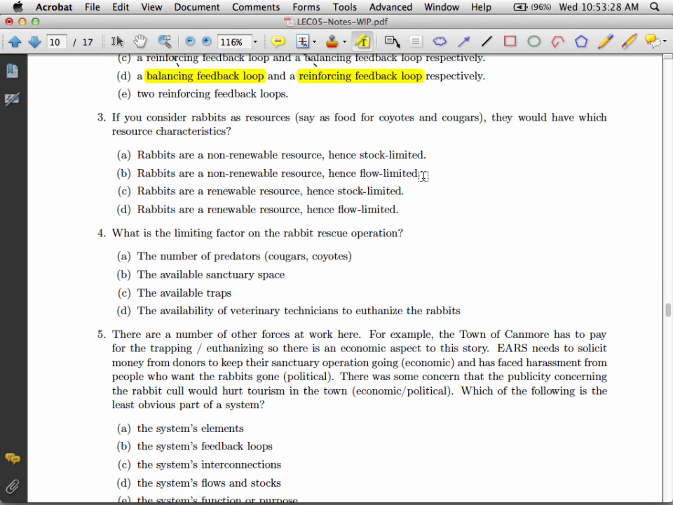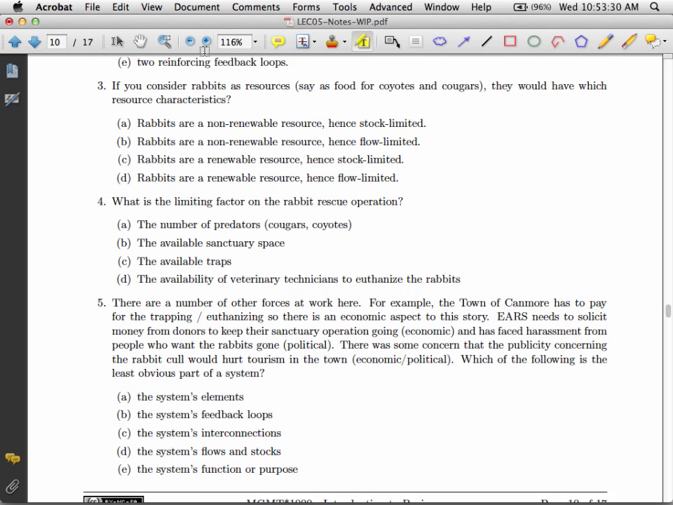Okay, moving along. If we can consider the rabbits as resources, as food for coyotes and cougars and so on, what characteristics do they have? Well, this is the same as the fish question we saw moments ago. Rabbits are renewable. If you have two rabbits, a male and a female, you can always get more rabbits. So they're a renewable resource. And we're only limited by how many rabbits we have and where they are in their maturity and so forth. So this is a flow limited situation.